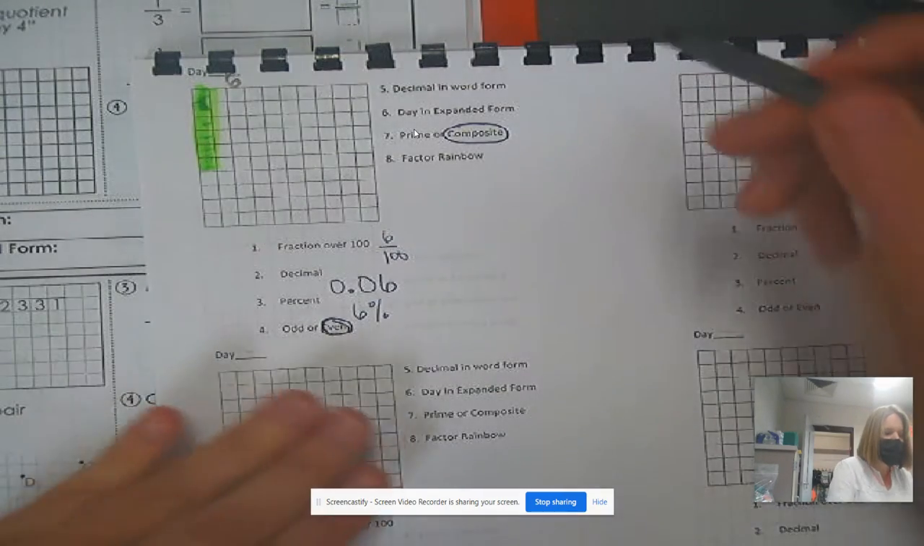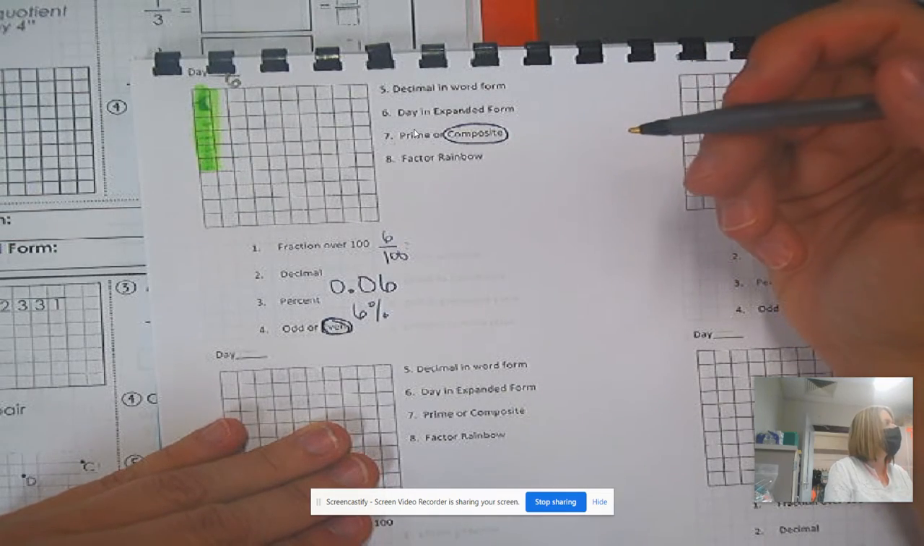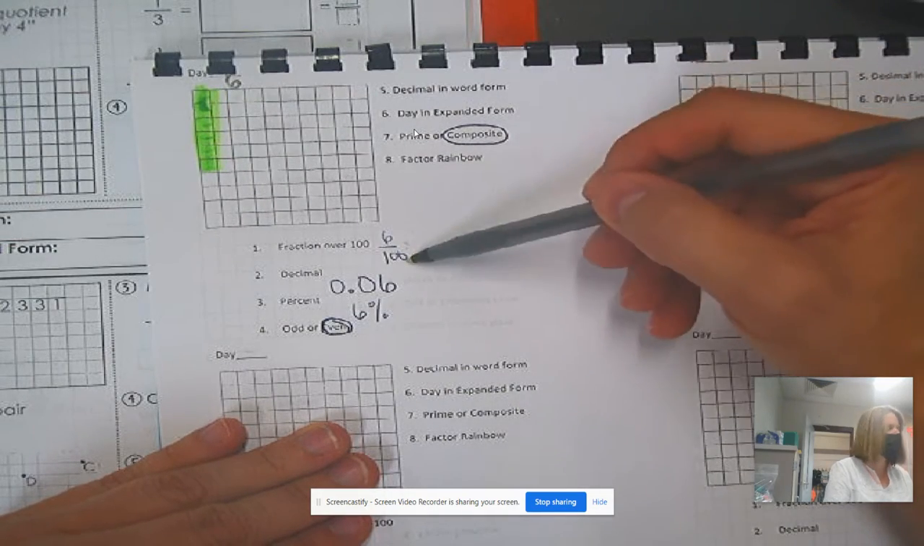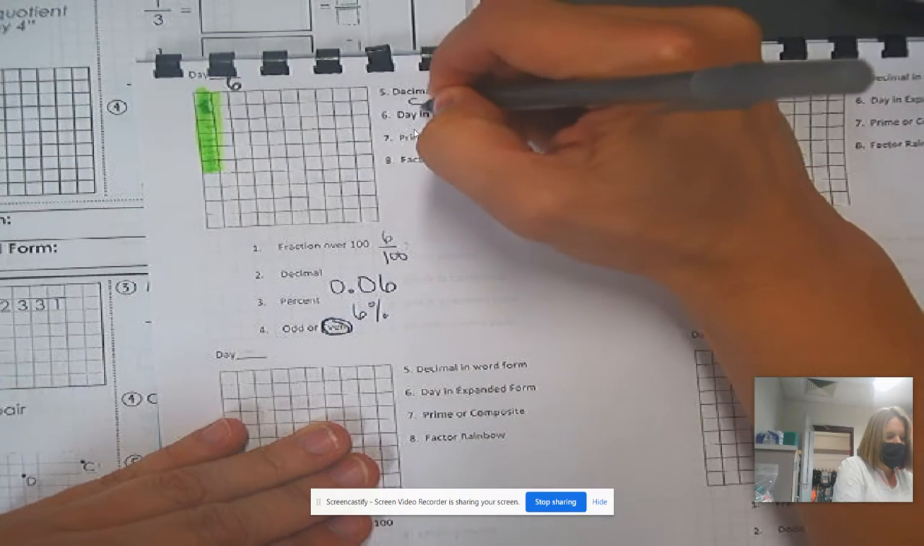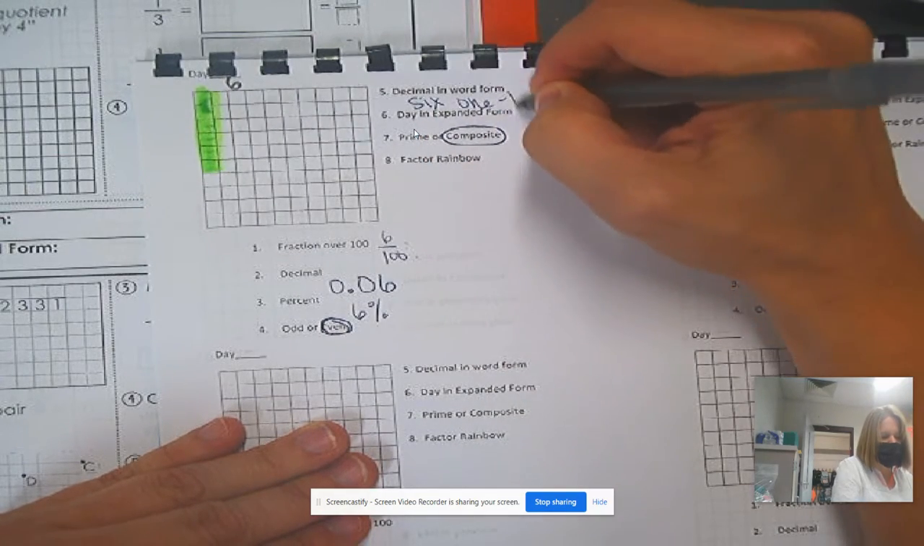2. Good. Okay, decimal in word form. If you can say the decimal, you can say it in word form. So say this fraction for me. 6 100ths. Good.